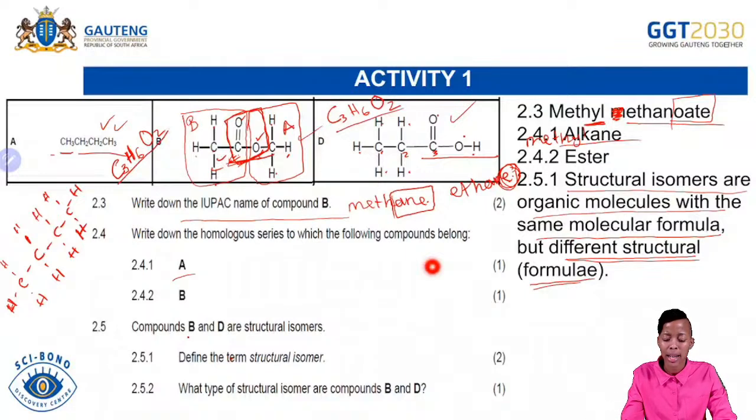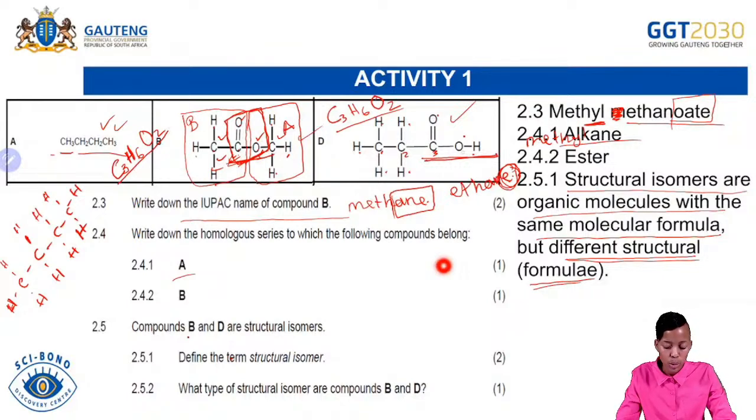Look at the structures. This one is an ester. It has C double bond O and the O in between 2 carbons. Look at this one. This one is a carboxylic acid. It has a C double bond O, OH, and it's not in between the carbons. So the structures are different, but the molecular formulas are the same. So that is an isomer.